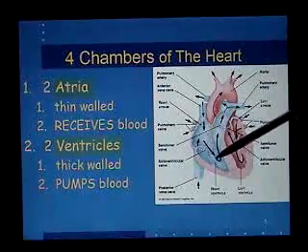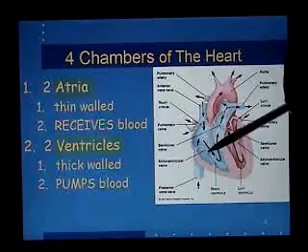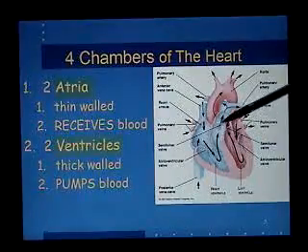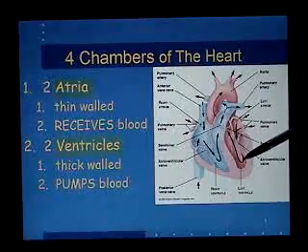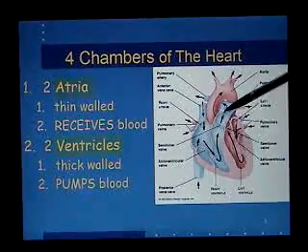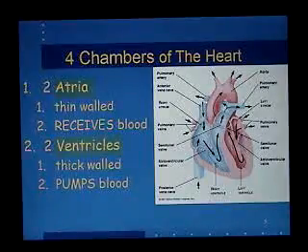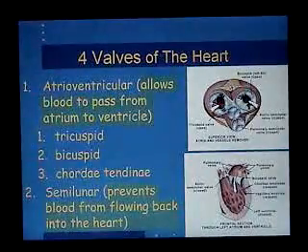So when this contracts, this valve shuts. So the only direction that the blood can flow is forward. And when this ventricle contracts, this valve shuts, so that the blood can't go backwards. It has to continue forwards. That's what the atrioventricular valves are doing, the AV valves.